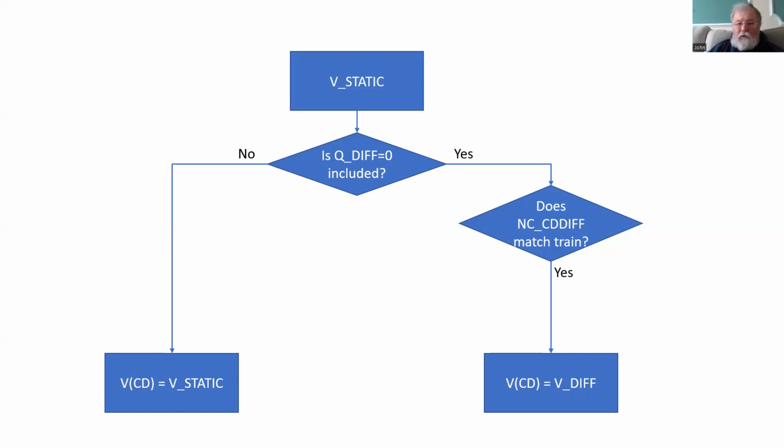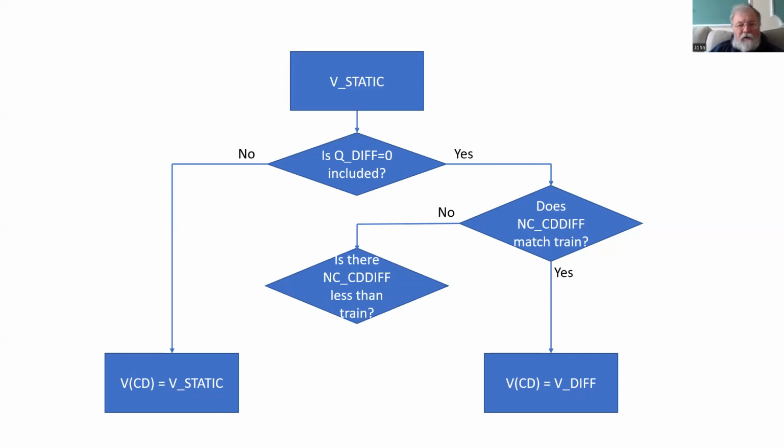However, not always do you get a perfect match. So if there is no match, the onboard then looks to see if there is another Cant deficiency curve where the Cant deficiency requirement from the trackside is less than that which the train is capable of. If there is, then that speed is used for the Cant deficiency, setting Cant deficiency to V diff. If not, we go back to using V static. So we now have a speed which is based on the Cant deficiency if there is one, and V static if there isn't one. And that is known as the basic Cant deficiency speed.